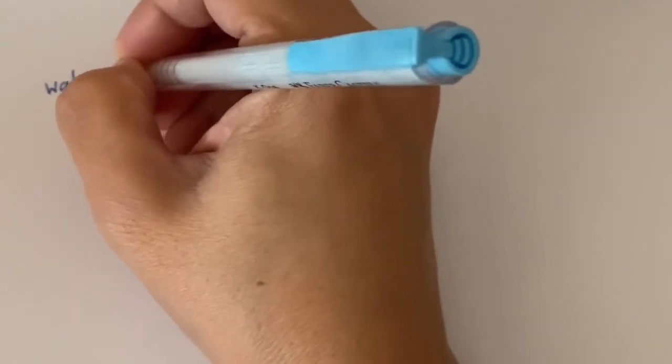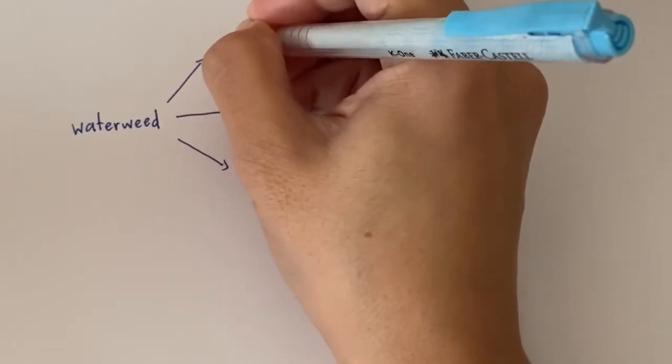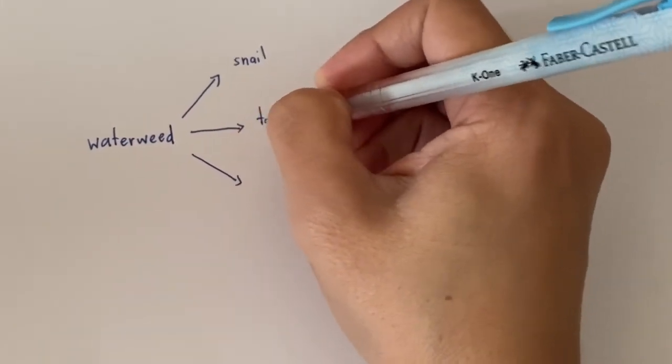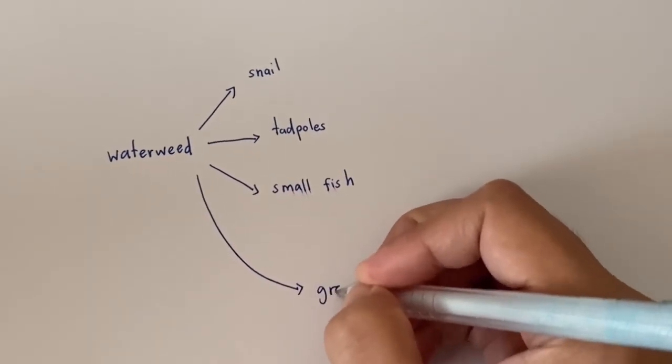First, we must start with plant, which is waterweed. And then you draw arrows. What are the animals that eat waterweed? Which are snail, tadpoles, small fish, and grasshopper.